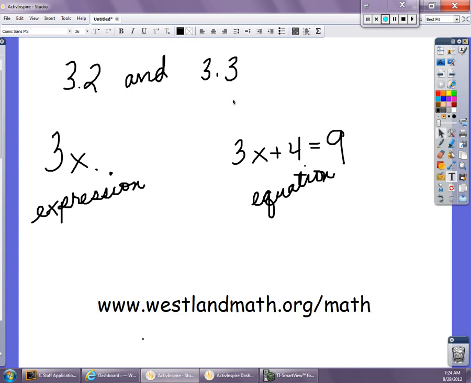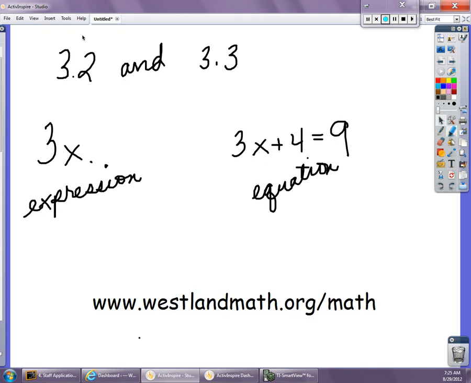So, first of all, the first thing we're going to have to remember is make sure you highlight your notes that this is chapter 3.2 and 3.3.